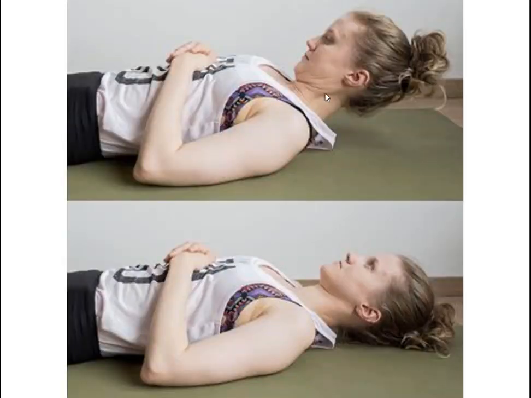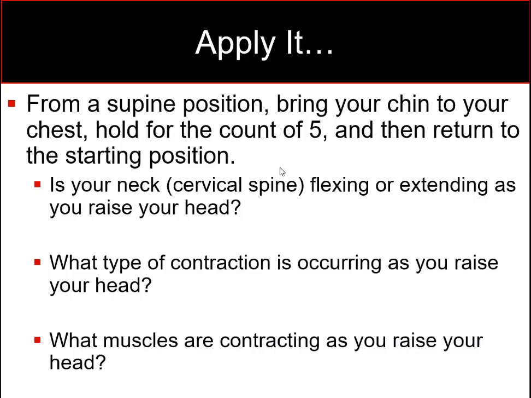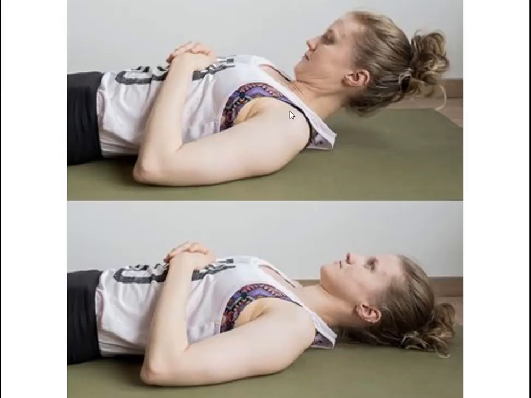Hopefully you visualize this. So instead of doing a full sit-up, it's a neck up. So you're bringing your head up and back down. And the question asked is, is your cervical spine flexing or extending as you raise your head? And the answer is that it's cervical flexion, right? You're trying to bring the two joints closer together. They're extending to go back to neutral, but you're still neutral.